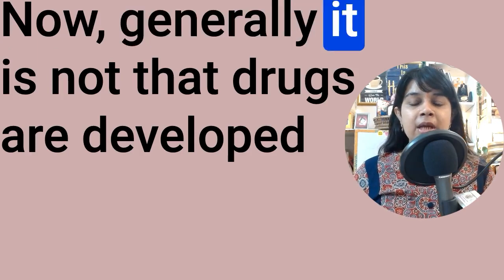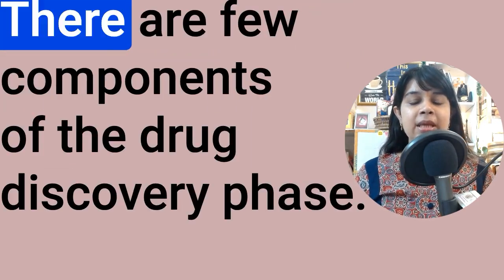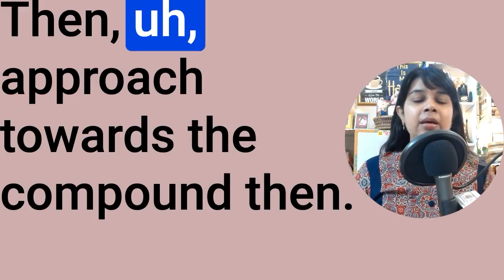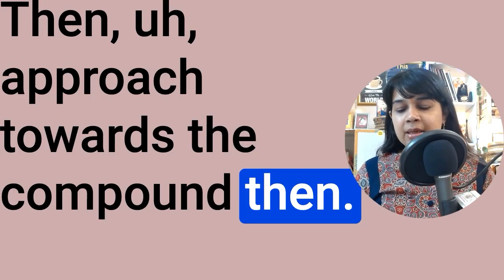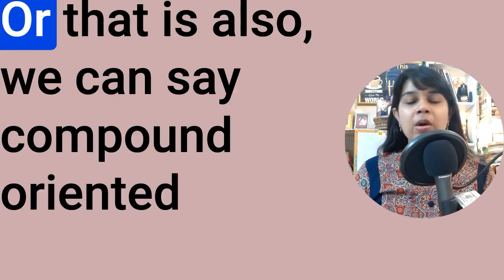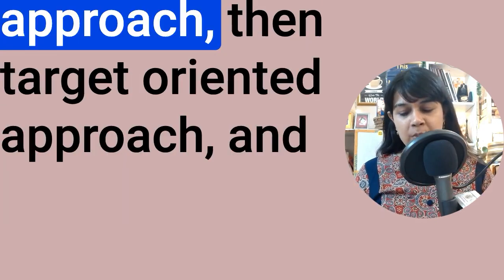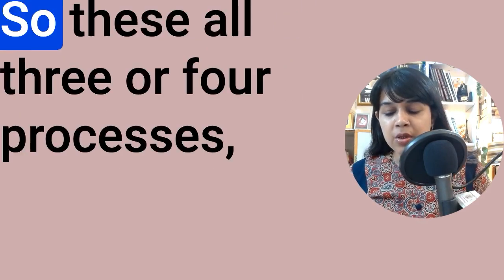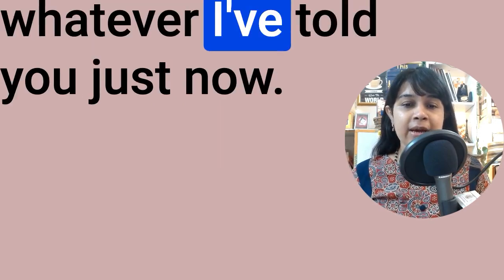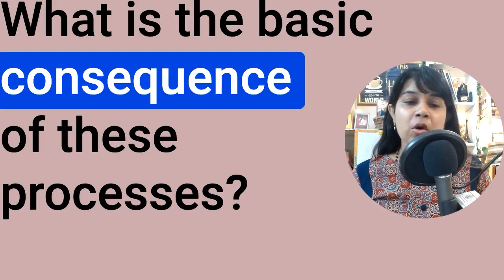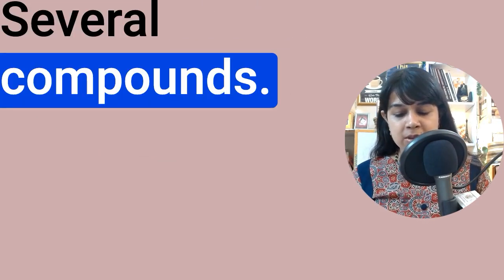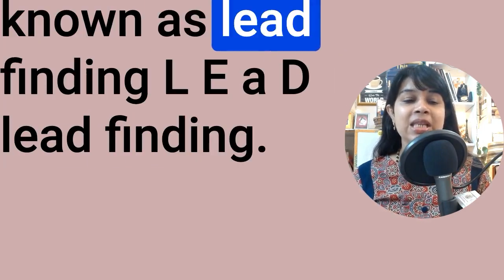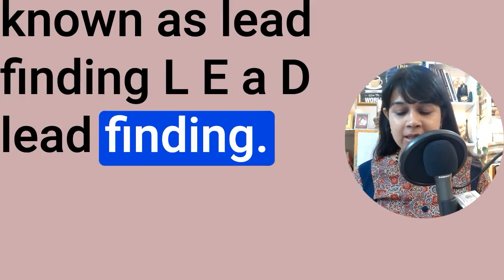Now, generally, it is not that drugs are developed over a course of time. There are a few components of the drug discovery phase, like random screening, then the approach towards the compound, then the approach towards the target, or we can say compound oriented approach, then target oriented approach, and then we can also call it rational drug designing. So what is the basic consequence of these processes? Several compounds are selected by these processes, and all in all these are summed up into a process known as lead finding, L-E-A-D, lead finding.